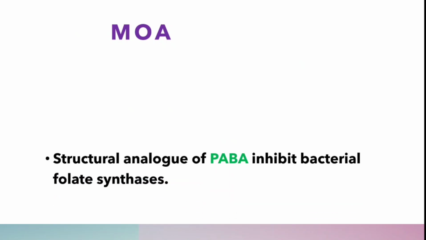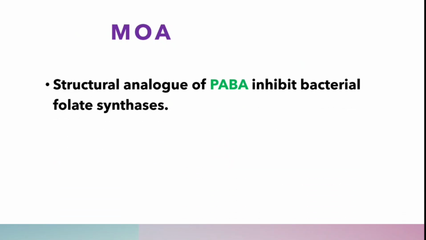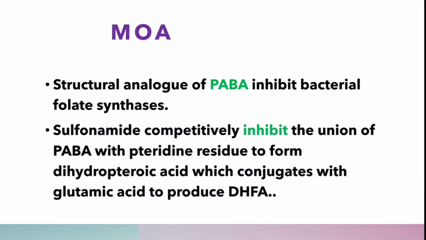Next, we can talk about the mechanism of action, that is, how sulfonamides work in our body. Sulfonamides are considered structural analogs of PABA, para-aminobenzoic acid. They act by inhibiting the bacterial folate synthase enzyme. They competitively inhibit the union of para-aminobenzoic acid with the pteridine residue.